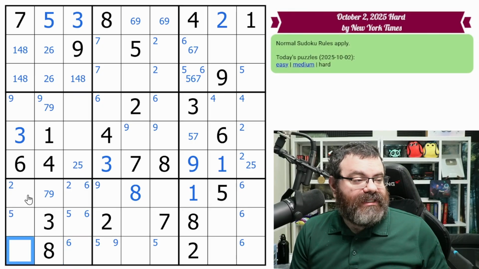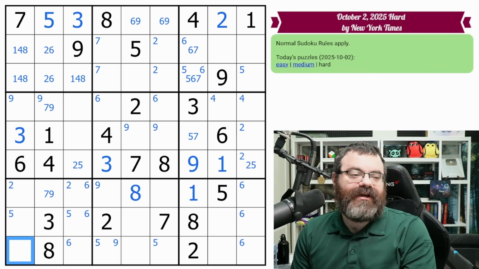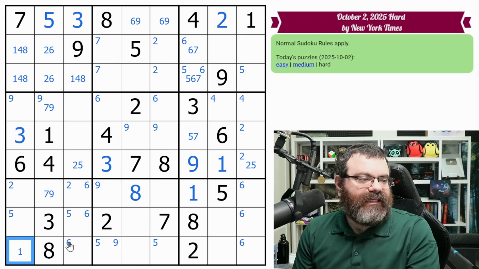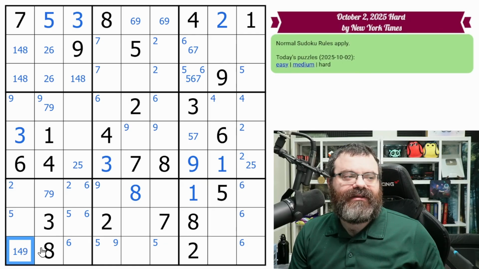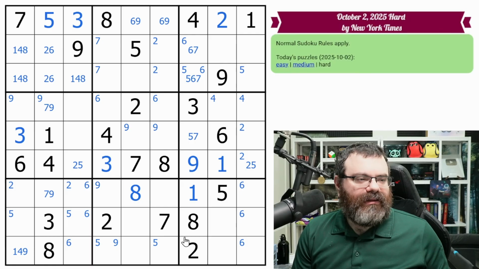How many corner marks is this? 2, 5, 6 with the 3, 8. Also can't be 7. All right, let's mark this one up. It can be 1. It can't be 2. Can't be 3. Could be 4. Can't be 5, 6. Can't be 7, 8. Could be 9. Okay, 1, 4, 9. All right, anything else to find here?